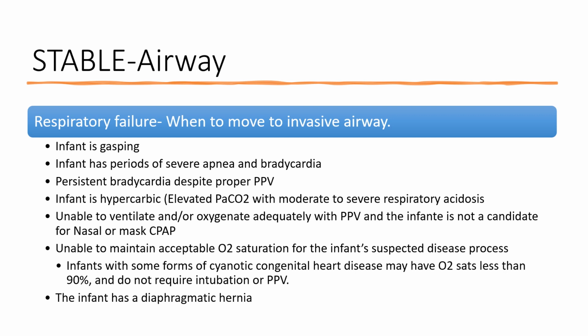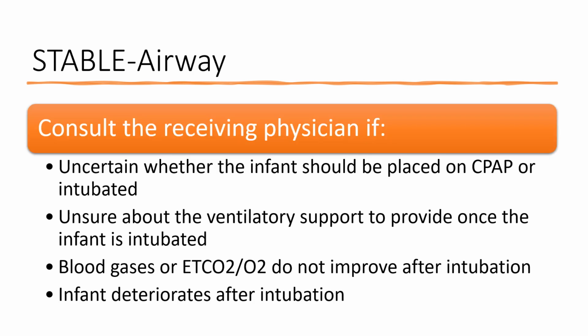If they're unable to ventilate or oxygenate adequately with positive pressure ventilation, the infant is not a candidate for nasal or mask CPAP, such as us, because we don't have either, right? Unable to maintain acceptable O2 saturation for the infant's suspected disease process. If we don't think we can keep them at the adequate rate for what's going on, we need to tube them. Infants with some forms of cyanotic congenital heart disease may have O2 sats less than 90 and do not require intubation or positive pressure ventilation. However, if they have a diaphragmatic hernia, which we'll look at here in a few, we need to ET tube them. That is the only answer. That's it. And we'll tell you why in a minute.